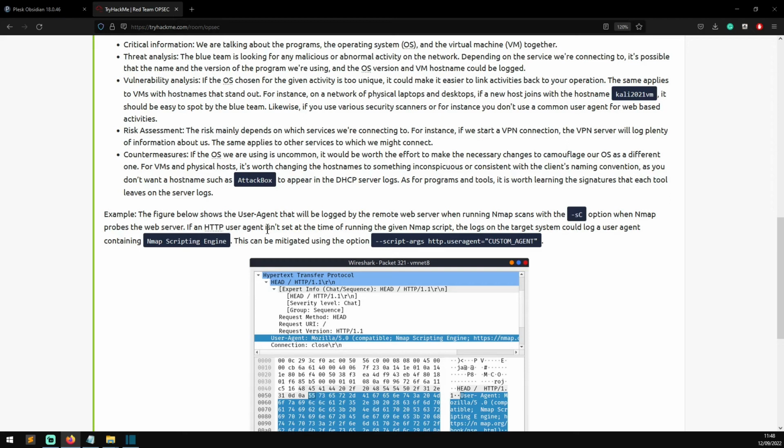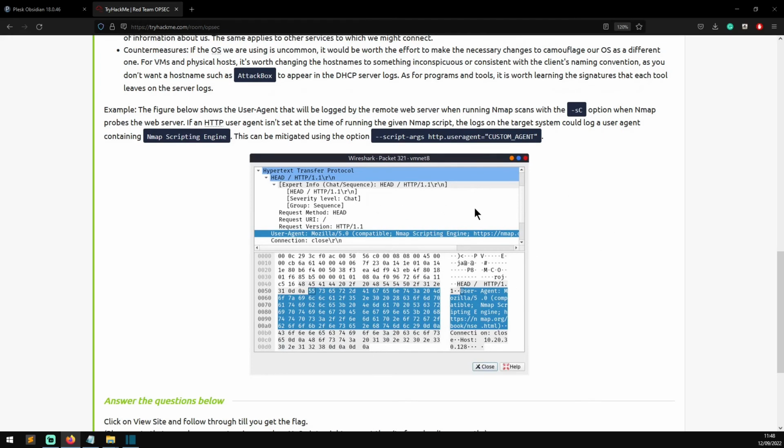If an HTTP user agent isn't set at the same time as running the Nmap script, the logs on the target system could log the user agent containing Nmap script engines. This can be mitigated using the script args http.useragent custom agent. Yeah, so as I mentioned before, user agent is like a fingerprint really.